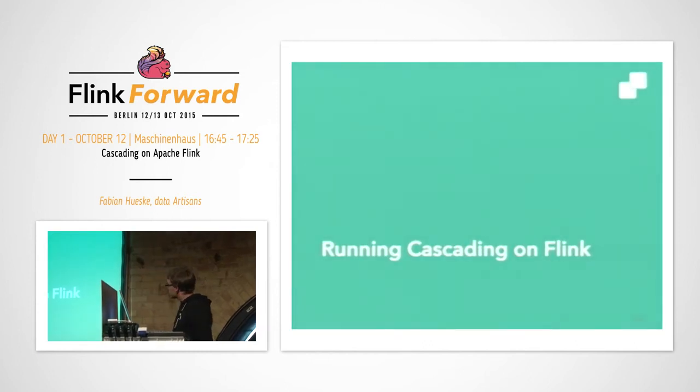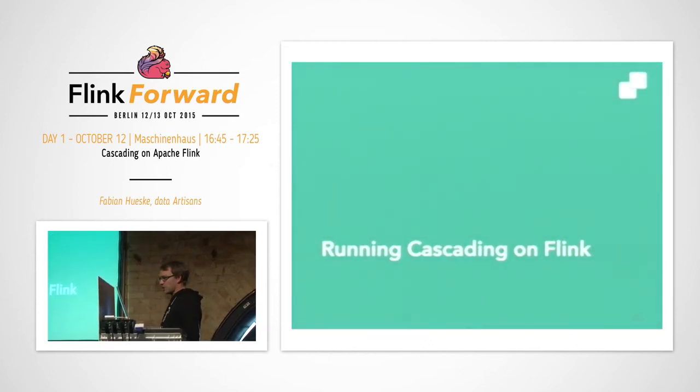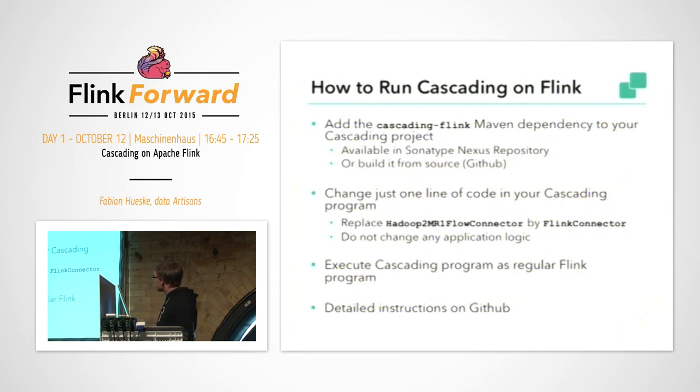Okay, what do I need to do to use this Cascading on Flink runner? It's pretty simple. You basically have to add the Flink Cascading Maven dependency to your Cascading program.